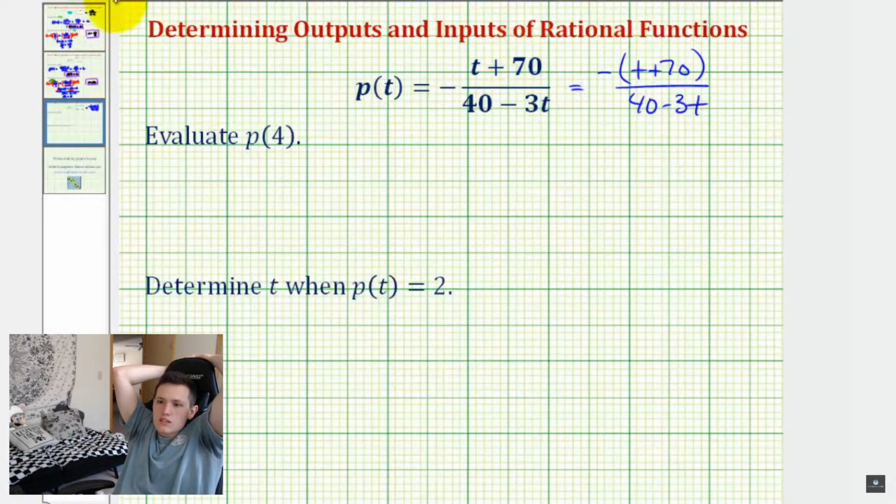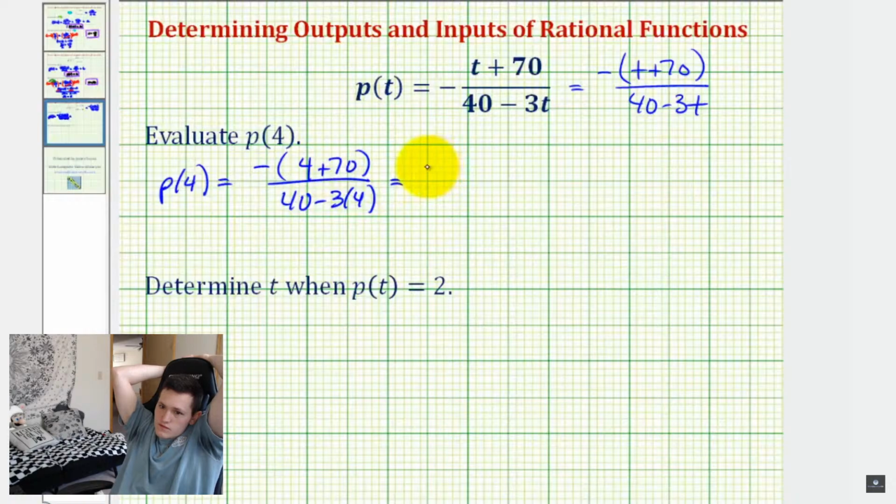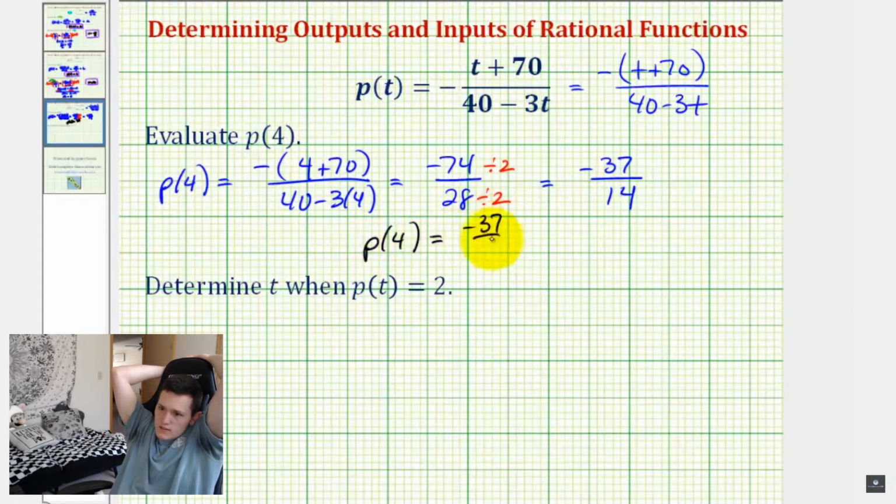And now for P of 4, we'll substitute 4 for t. So I'm going to use this form here, so we'll have negative the quantity 4 plus 70 divided by 40 minus 3 times 4. So here we're going to have negative 74 divided by, this is going to be 28. This does simplify with a common factor of 2. So this simplifies to negative 37 over 14. So P of 4 equals negative 37/14.